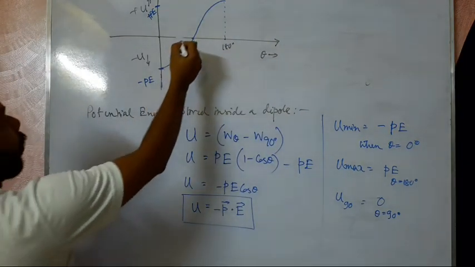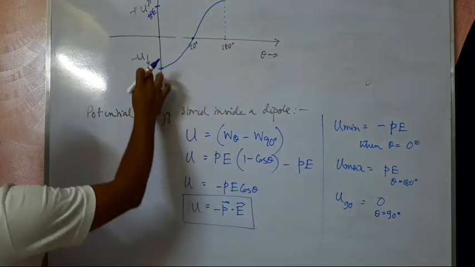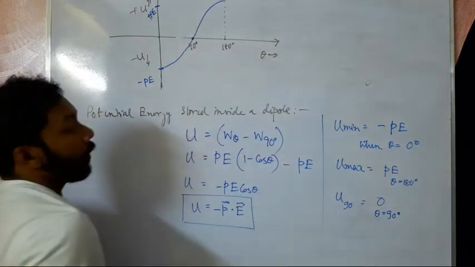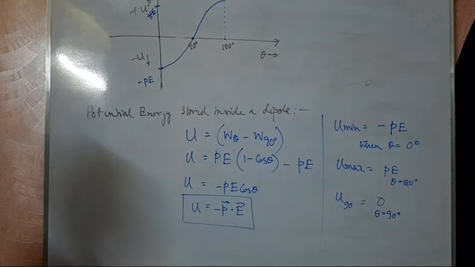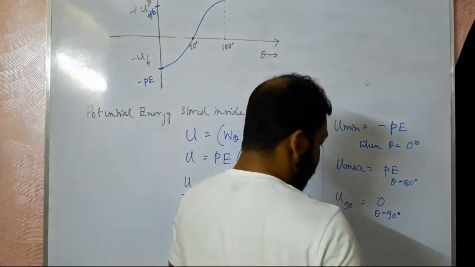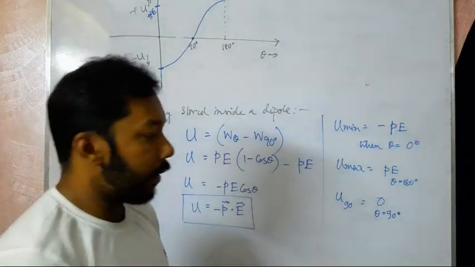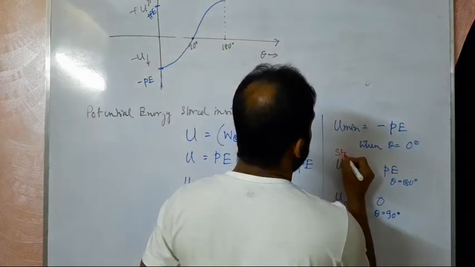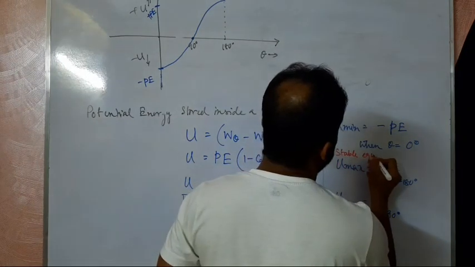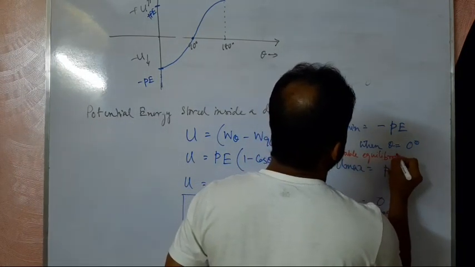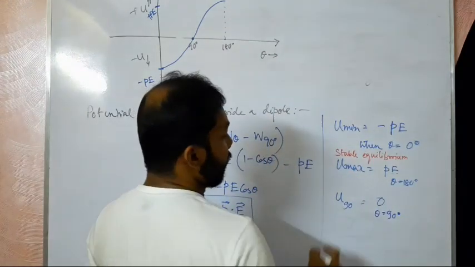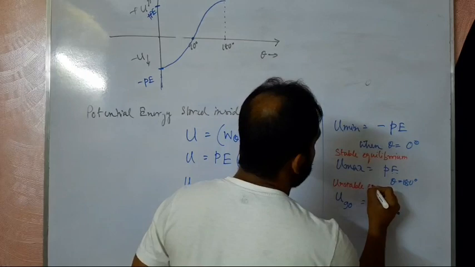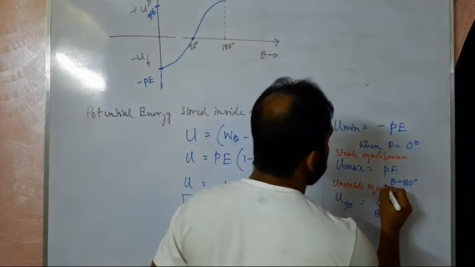Potential energy is 0 at 90 degree, minimum at 0 degree, and maximum at 180 degree. That means this potential energy minimum represents stable equilibrium. This represents unstable equilibrium. But both of them are equilibrium.